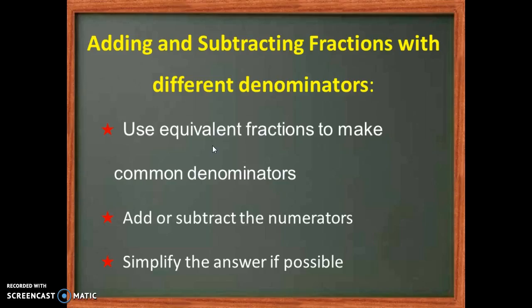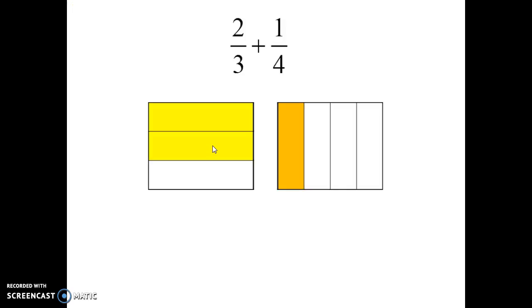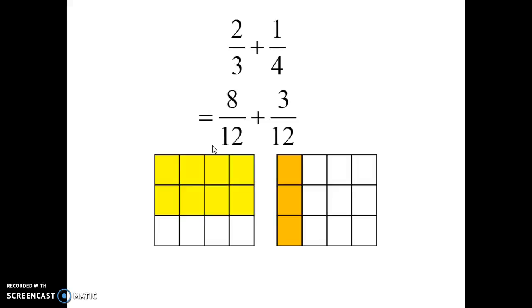If the bottom number, the denominator, is different on each fraction, well, we have to make them the same first. We can use this equivalent fraction idea where we multiply the top and bottom by the same number to turn it into a fraction where we can then add or subtract. So here, see the denominators are different. I make them to have the same denominator.